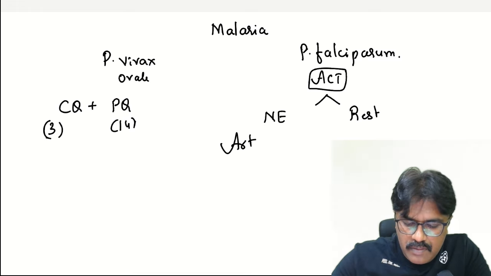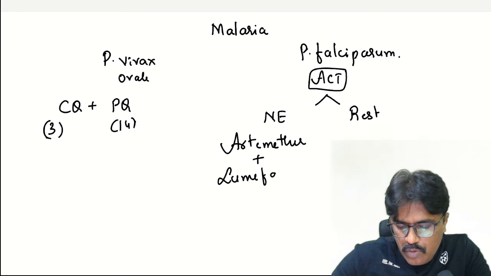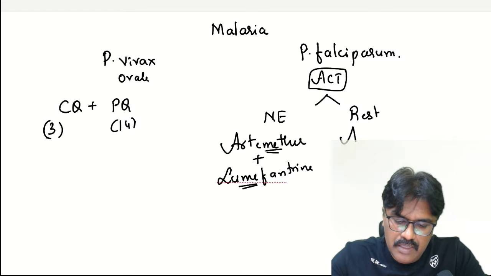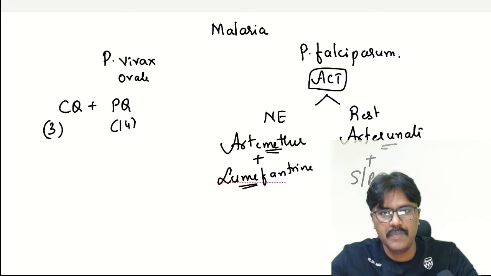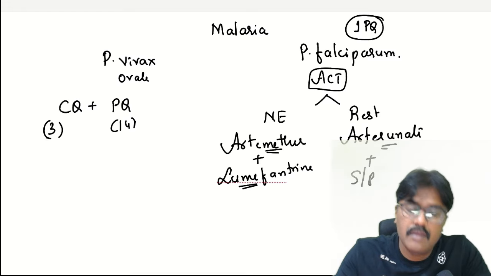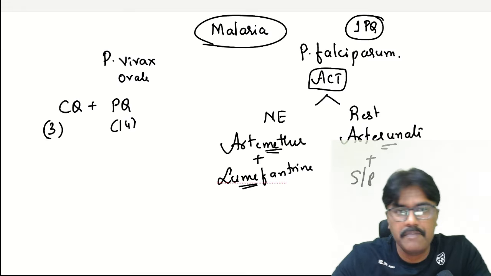Northeast, we use artemether plus lumefantrine. Remember, northeast. Rest of India, artesunate plus sulfadoxine-pyrimethamine combination. For falciparum, we give a single dose of primaquine to kill the gametocytes. So this is how we manage malaria.